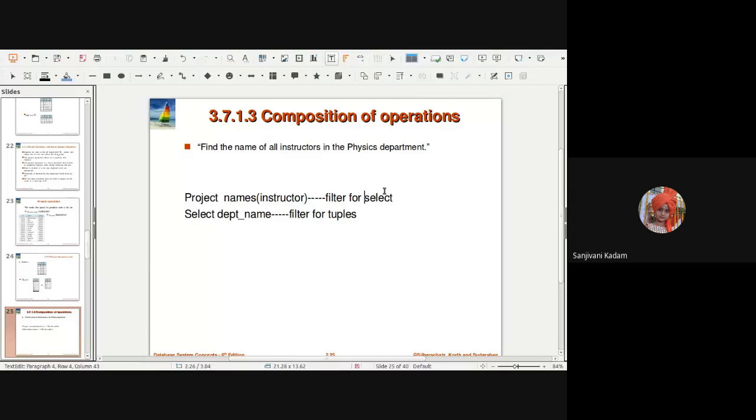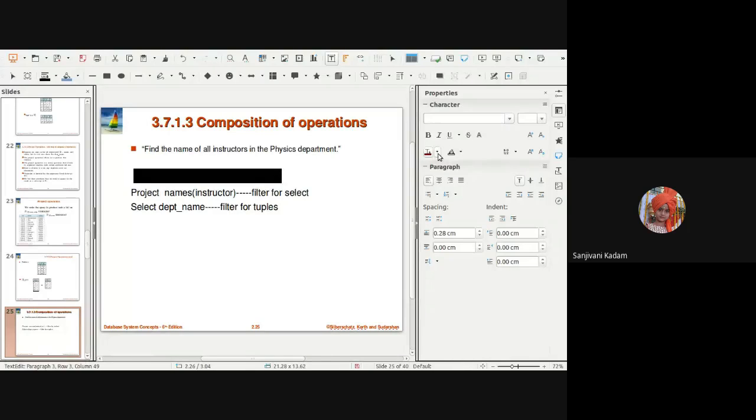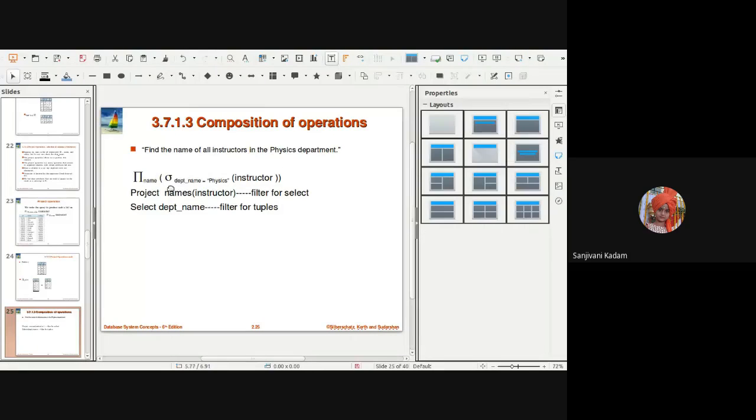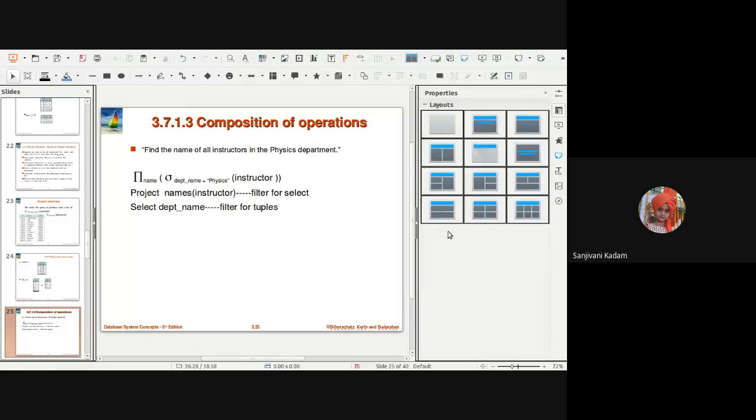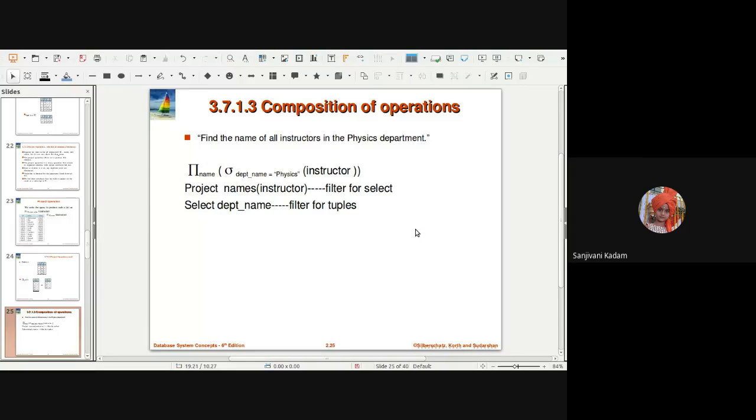Later from that we wanted to select only the name, so now we can select only name. That's why we write queries like this. First apply the predicate, and then whatever output comes. Previously I also made the point that every operation gives a relation. So the result of sigma department name equal to physics on the instructor relation is also a relation with two complete tuples.